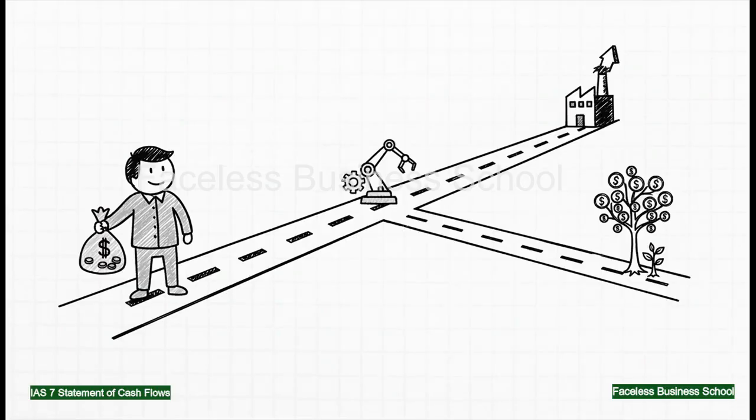Now, this next category is all about strategy. It shows you what a company is doing with its capital to grow over the long term. You can look at this section and ask, are they expanding? Are they buying new technology? Or maybe they're selling off old assets. This is where that story gets told.